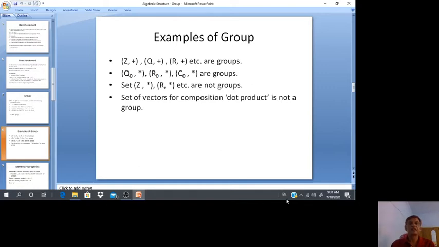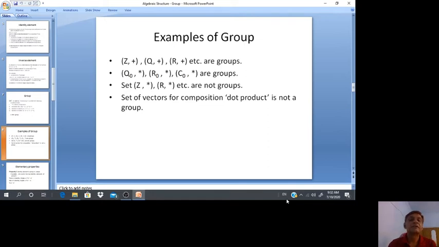Similarly, we see that the set of rational numbers, the set of real numbers, and the set of complex numbers for the composition addition are examples of groups. Next, consider the set of non-zero rational numbers Q0. It is a group for the composition multiplication. Similarly, the set of non-zero real numbers and the set of non-zero complex numbers are groups for the composition multiplication.